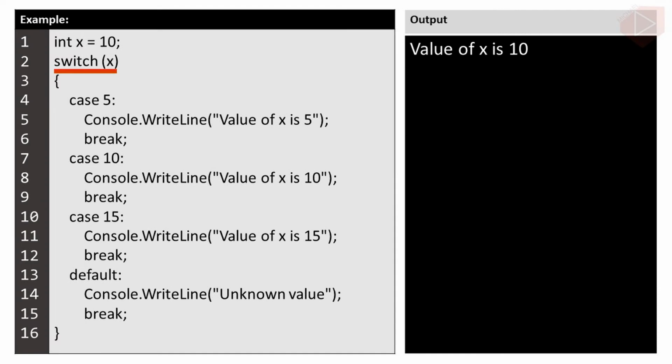In this example, the switch statement includes a variable x whose value will match the value of each case value. This example contains three cases with constant values 5, 10, and 15. It also contains the default label, which will be executed if none of the values of the case matches with the switch variable or expression. Each case starts after a colon and includes one statement to be executed. In this example, the value of x matches with the second case, so the output would be value of x is 10.